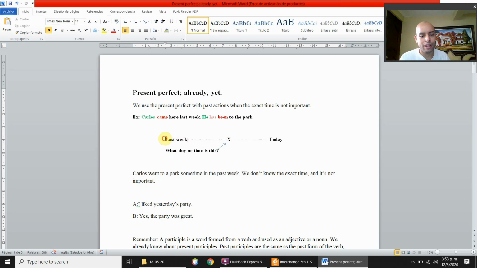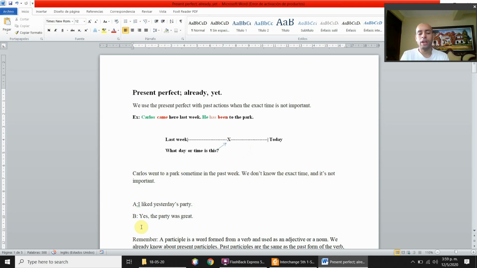So, last week, this is the time stamp. Last week, Carlos came. And this is today. We are here today. And Carlos has been to the park. What day or time is this? We don't care what day or time it is. What we want to communicate is that Carlos has been to the park. That's what's important. Carlos went to the park sometime in the past week. We don't know the exact time, and it's not important.